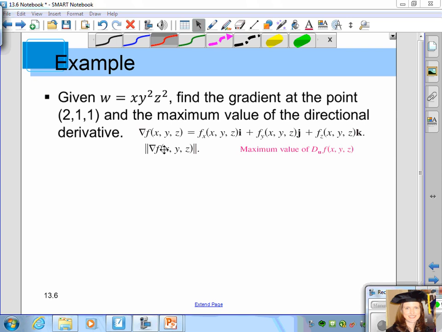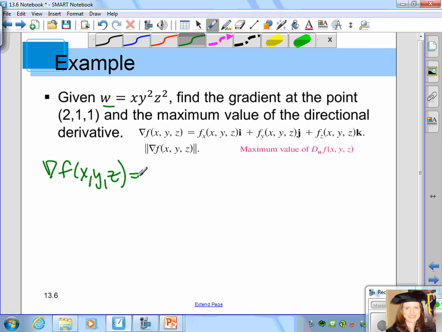Okay, so our gradient is found by taking partial derivatives. Say we want to take the partial derivative of w with respect to x, y, and z. The gradient of f of x, y, z is equal to the partial derivative with respect to x. Treat x as the variable, y and z as constants, to get y squared z squared i. Plus the partial derivative with respect to y is 2xy z squared j. Plus the partial derivative with respect to z is going to be 2xy squared z k.